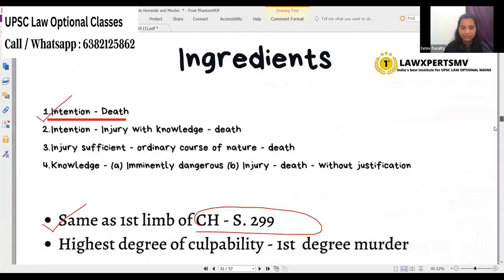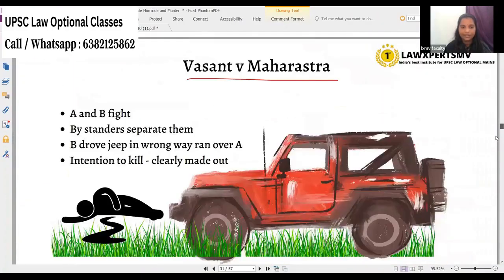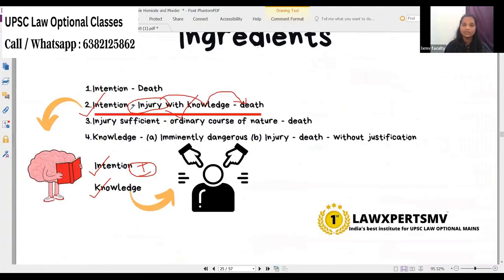Let me tell you. In the second clause, you require two types of mens rea. First, you must have an intention to cause an injury, and also you must have a knowledge that this injury is going to result in death. So it needs dual satisfaction of mens rea. But here, mere intention is enough. Knowledge is not required. That is the only difference in criteria. I don't say there is no mens rea needed at all. If there is no mens rea, there is no culpable homicide itself.